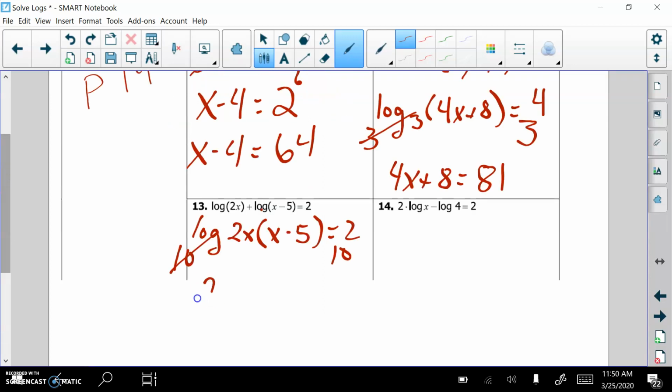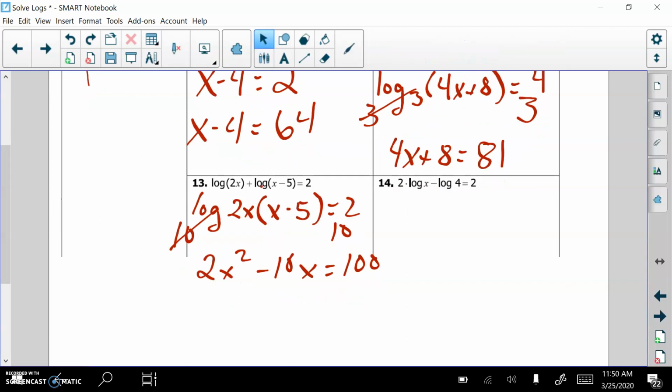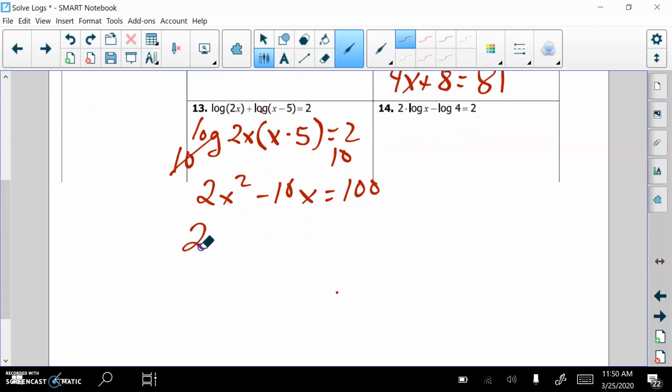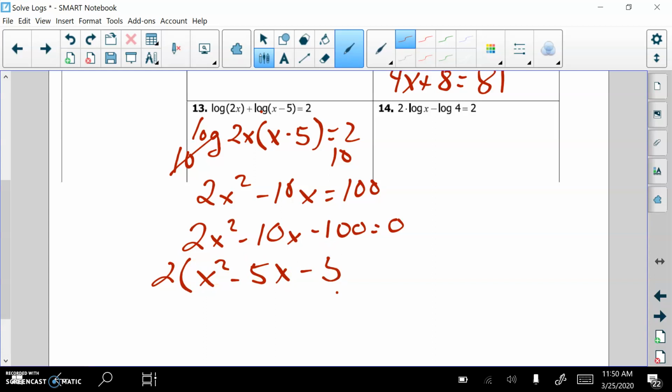Let's see what happens. 2x squared minus 10x equals 100. Oh, y'all know what's about to happen. And y'all can say it with me at home: because we have a quadratic, move everything to one side of the equal sign and solve. Factor out a 2: x squared minus 5x minus 50 equals 0.